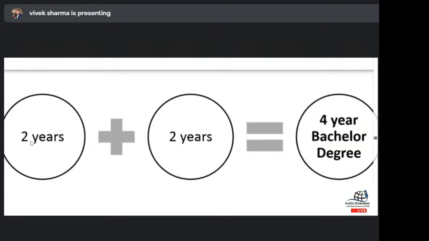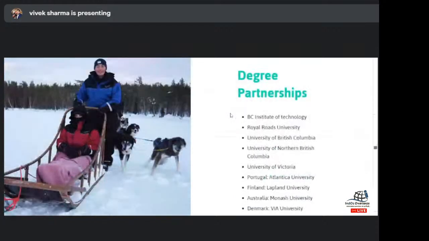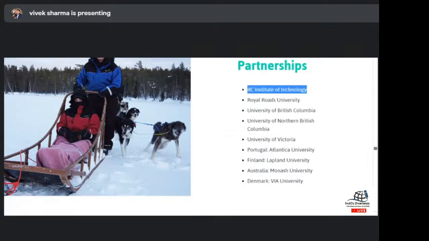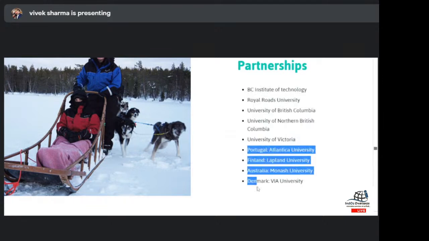What we do is transfer your credits to that particular college or university wherever you want to continue your study, and you can get admission directly in the third year of your 4-year tenure in that college or university. Here are a few names of the renowned colleges and universities we have partnerships with. We have partnerships with more than 29 colleges and universities. A few names are BC Institute of Technology, Royal Roads University, University of British Columbia, University of Northern British Columbia, University of Victoria, and there are a lot of universities from Europe and Australia also.